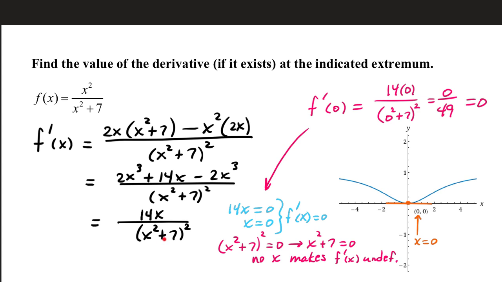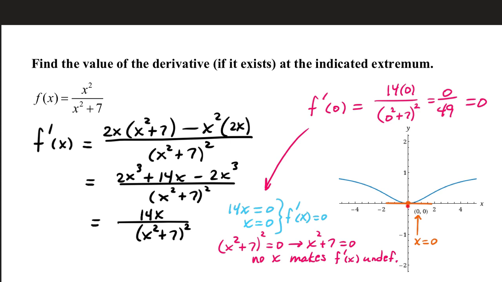Your denominator can also be equal to 0. However, this one does not. If we take (x squared plus 7) quantity squared and set it equal to 0, when we square root both sides, we get x squared plus 7 equals 0. If you subtract 7 and take the square root, you end up in a complex number. Turns out there's no real numbers that can make your denominator 0. That just means that your derivative is always well defined.